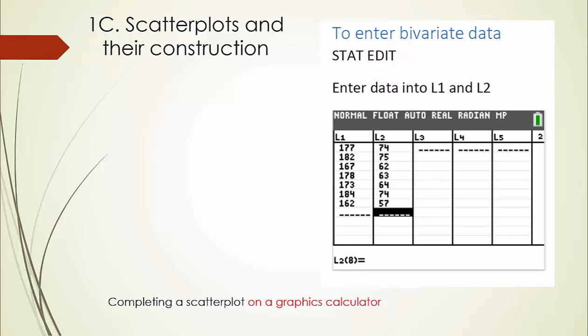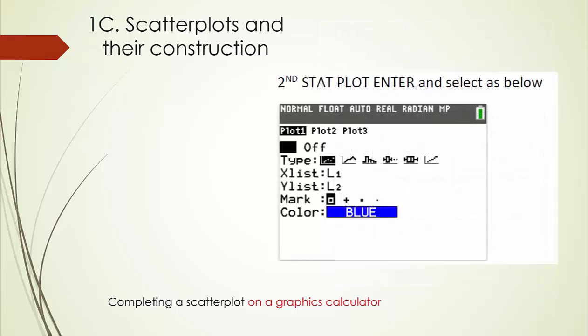Stat edit and put the numbers into L1 and L2, making sure you've got the same number of items in each of those columns. Once you have done that, you can pause this recording to make notes. Once you have done that, second function, stat plot, which is at the top left, press enter and select as below. So you want to make sure that plot 1 is on, that it is selected as doing a scatter plot as opposed to anything else. If your data is in L1 and L2, that should be reflected here.